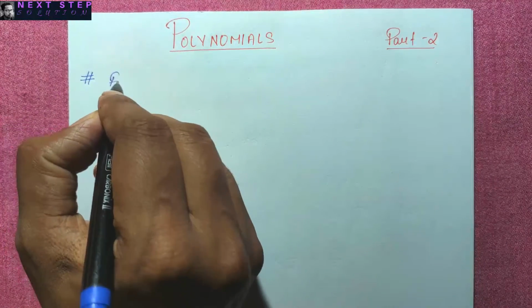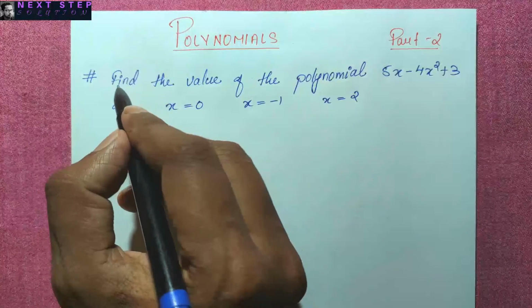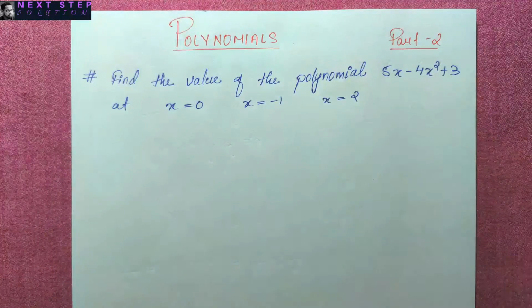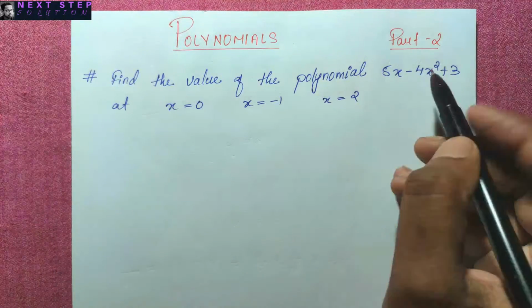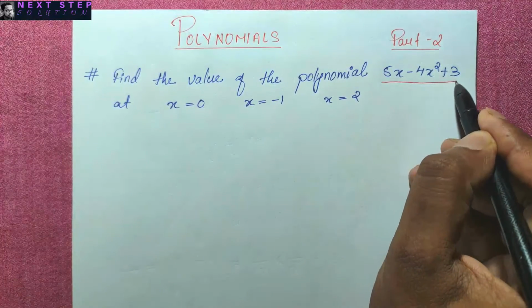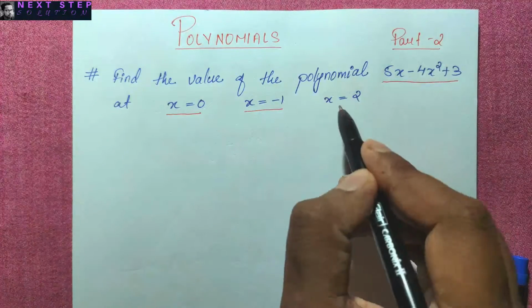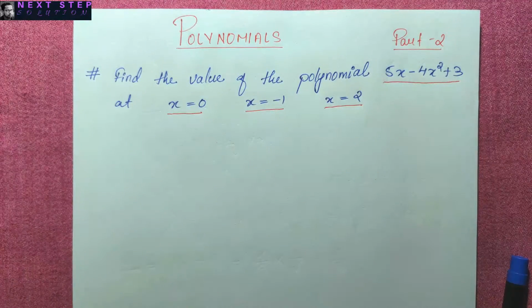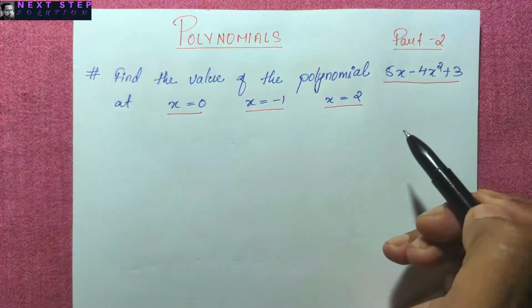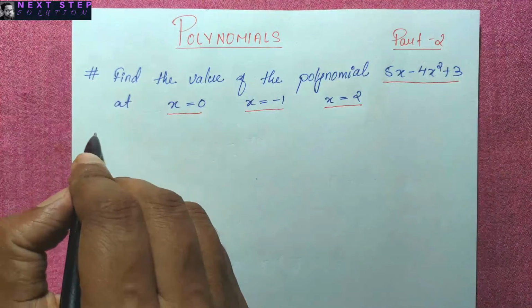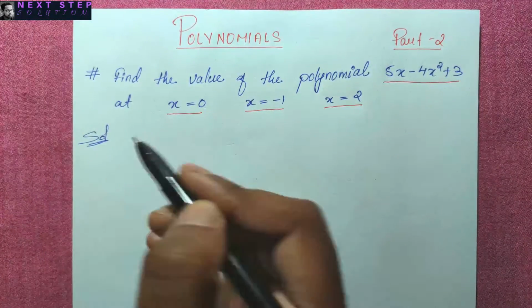Find the value of the polynomial 5x minus 4x square plus 3 at x equals 0, x equals minus 1 and x equals 2. At these three values of x, you have to find out what will be the value of this polynomial. Now let us see how to solve this question.